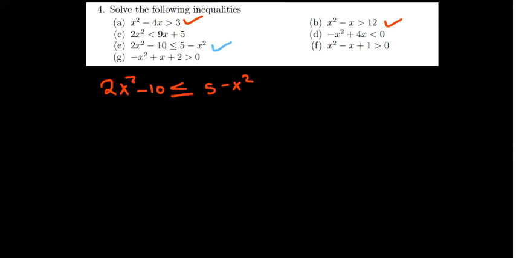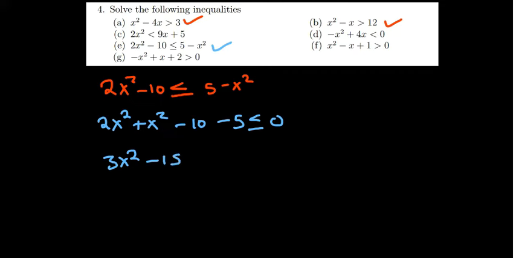So the best way of handling that question is by collecting the like terms. So I have 2x squared going the other side. So the x squared will go the other side, minus 10, and then minus 5, so that we just remain with a 0 on the right hand side. So we have 3x squared, and then minus 15 less than or equal to 0. So that's our inequality there.